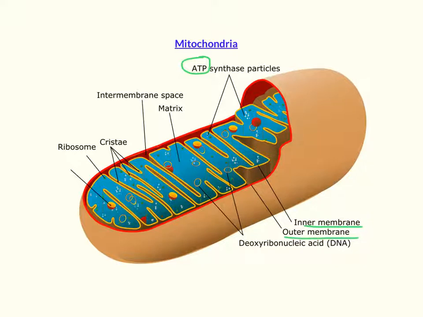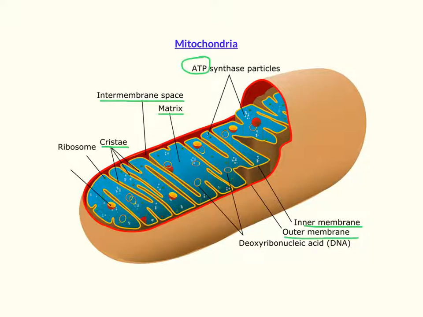The material inside the inner membrane is known as the matrix, and invaginations or folds of the inner membrane, known as cristae, increase the surface area for enzymes and proteins that produce ATP. Also, there is an inner membrane space between the two membranes, which is important in the function of the mitochondria.